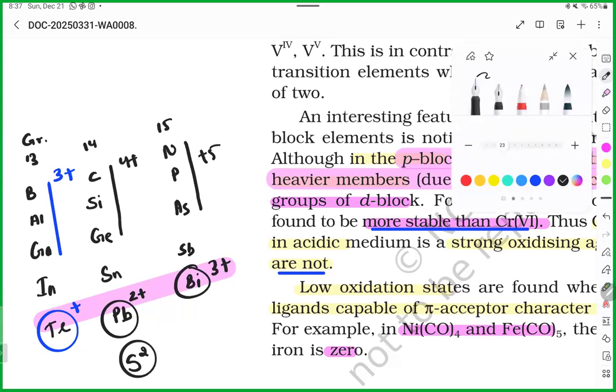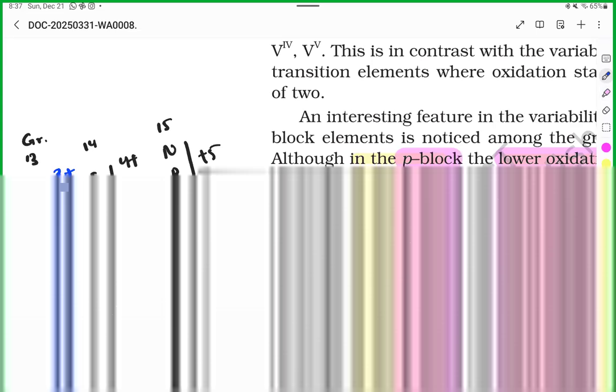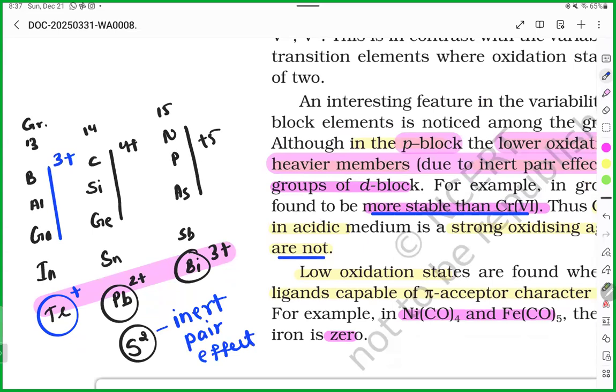As the name suggests, inert means not active. One pair is not active for the bonding. So if one pair is not active for the bonding, that means two electrons will be less. That's why the higher member has three, here only one. 3 to 1, 2 reduction. 4 to 2, 2 reduction. 5 to 3, 2 reduction.